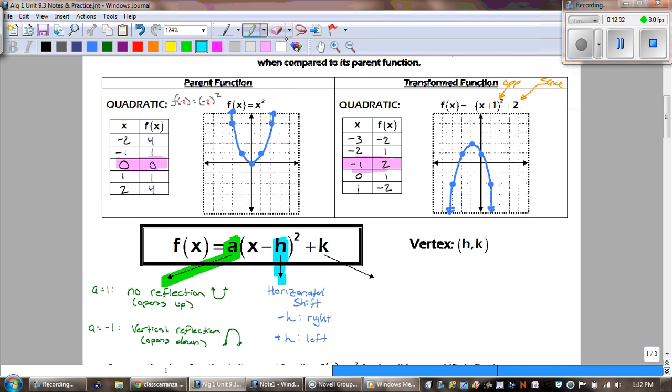horizontal left to right. So we didn't have anything in our first equation, our parent function, which means we didn't move left to right at all. It's a 0, okay? But here, it was 1. So that means it's a positive 1, which means we move to the left 1 spot. And if you look, our vertex moved to the left 1 spot. So that's all we're looking at that first part.